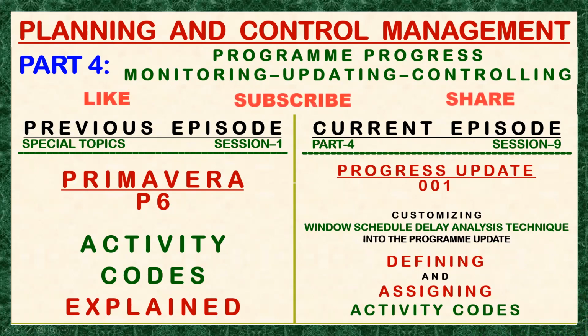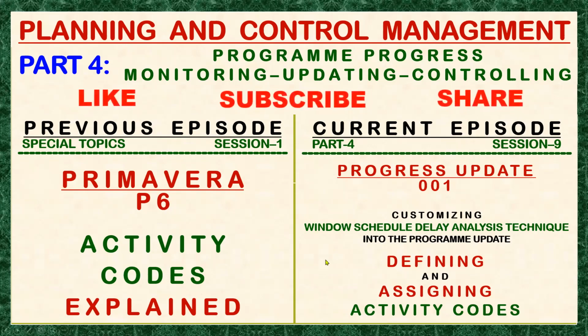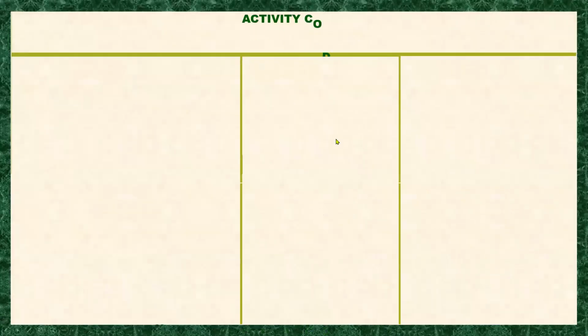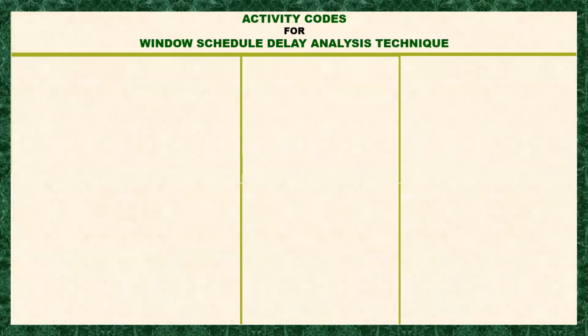Our topic for today is defining and assigning activity codes for the WSDA format. We will make a shortcut for the Windows schedule delay analysis as WSDA. Let's define the following activity codes for our project. Here we go: activity codes for the Windows schedule delay analysis technique.